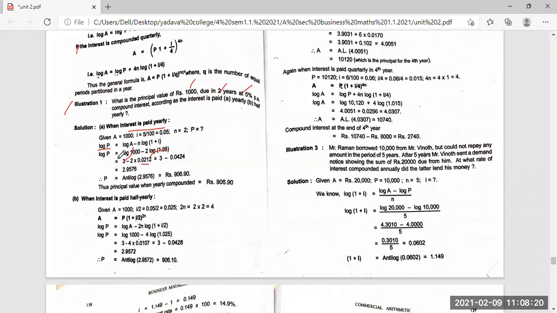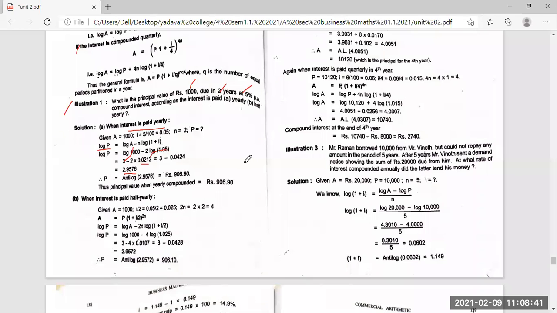Okay, so we find it in log, as you all know, and the answer they have found is 2.9576. How to find anti-log in the calculator? How to find anti-log in the calculator?